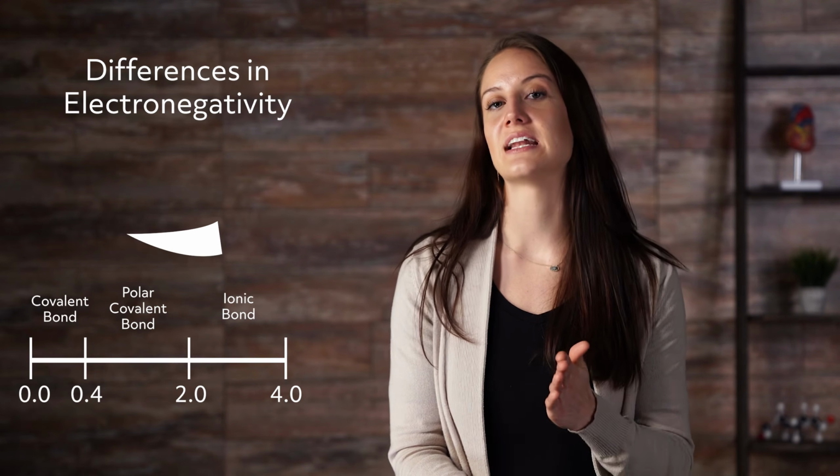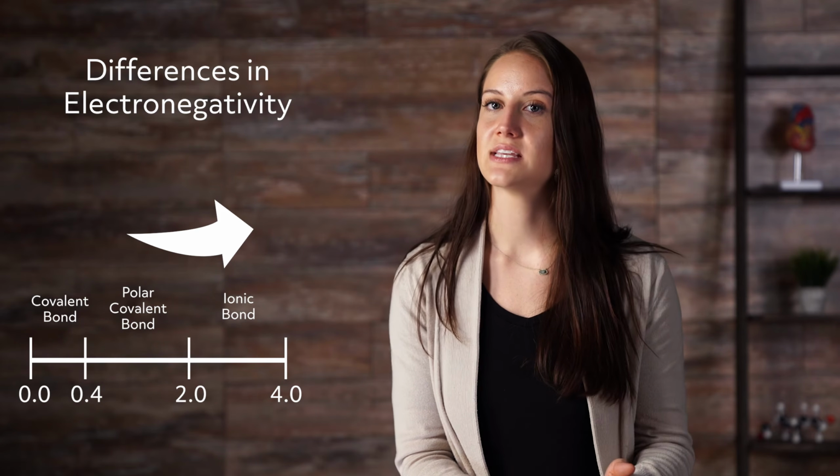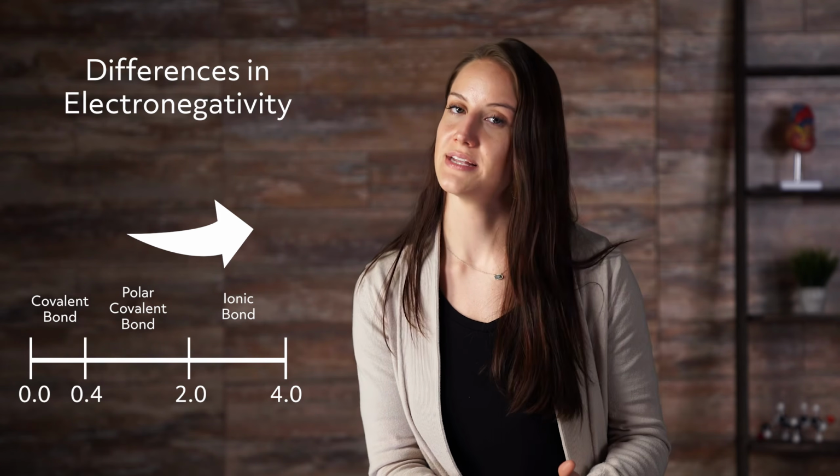Let's do a quick review. Electronegativity measures how strongly atoms pull electrons towards themselves in a chemical bond. The higher the difference in electronegativity between two atoms, the more polar the bond is between them.